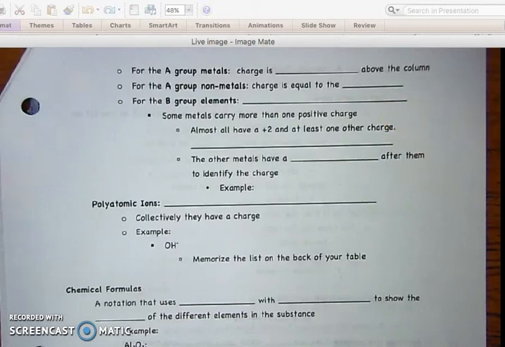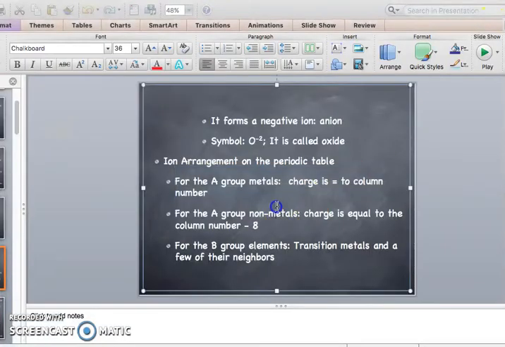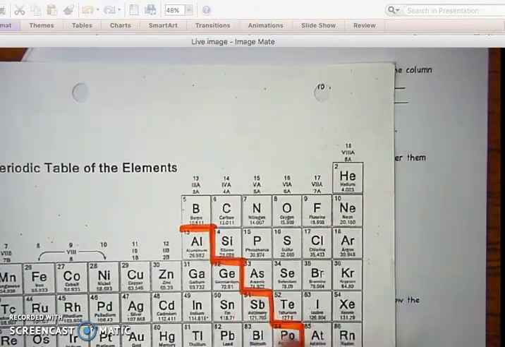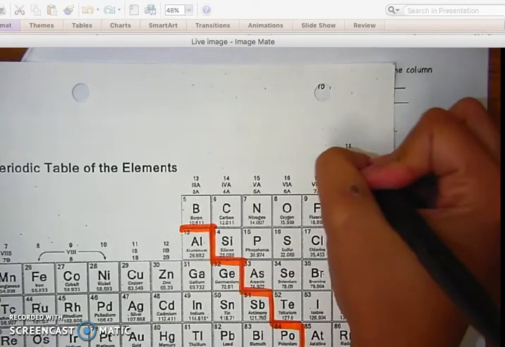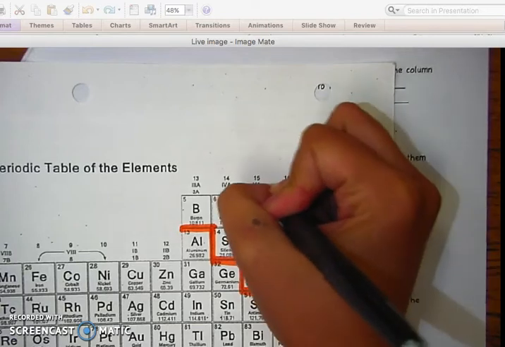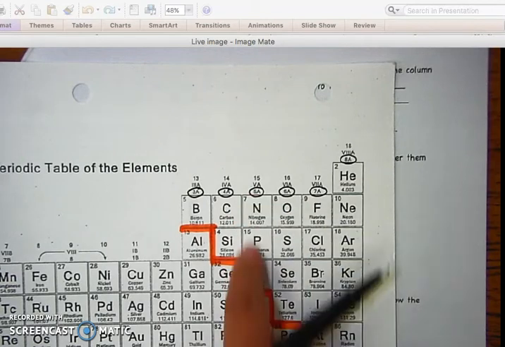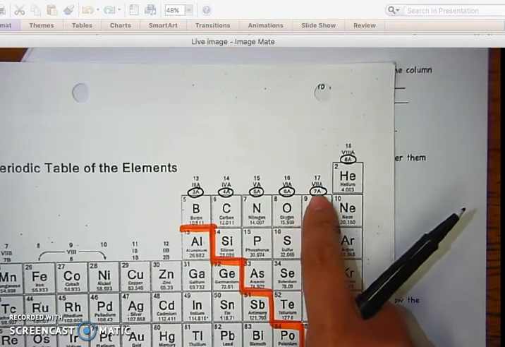Now for our group A nonmetals, your charge is actually equal to whatever the column number is minus 8. If you remember, the nonmetals are over on the right side of our periodic table. Let me show you the periodic table again. These to the right of my staircase are my nonmetals. So it says here that we take a look at the column number: the 8A, the 7A, the 6A, the 5A, the 4A, and the 3A. The charges for all these nonmetals are going to be your column number minus 8.